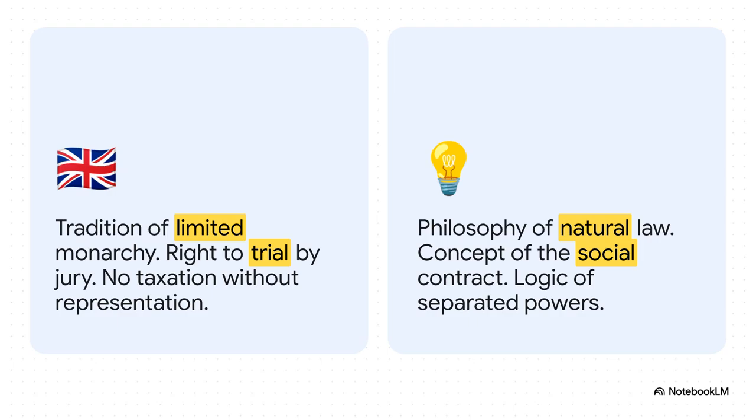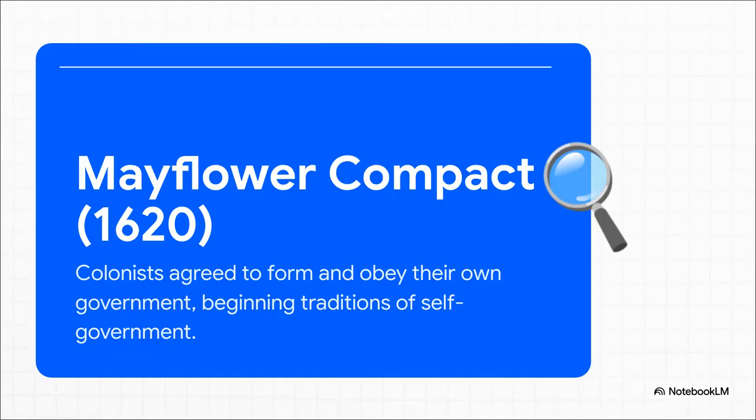Absolutely explosive. And you know, the colonists weren't just thinking about these ideas, they were actually living them. Way back in 1620, the Pilgrims signed the Mayflower Compact. This was a real-world social contract. It was an agreement to create their own government and follow its rules. This planted the seeds of self-government deep in American soil.